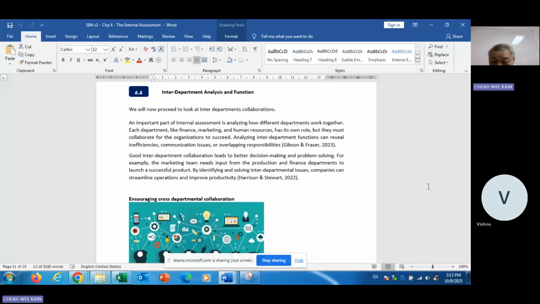Okay, so we also need to analyze how they work together. For example, purchasing must buy correct parts for the production team. HR must recruit the correct people so that the user department can use the people. So these are interfunctions. Accounting must collect the money. If accounting cannot collect the money, then how are they going to get the money for purchasing to buy raw materials? Okay? So all these are interdependent.